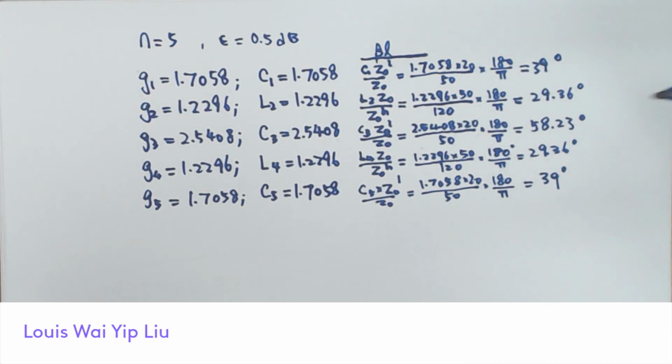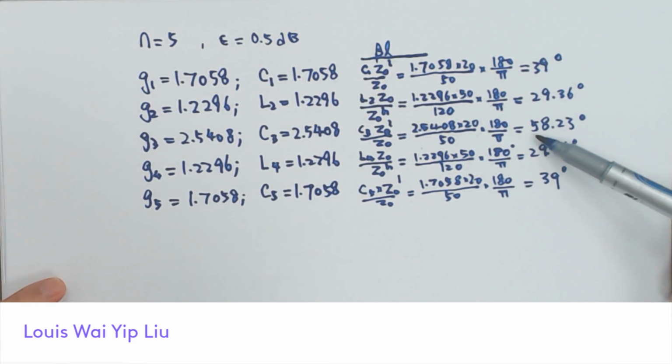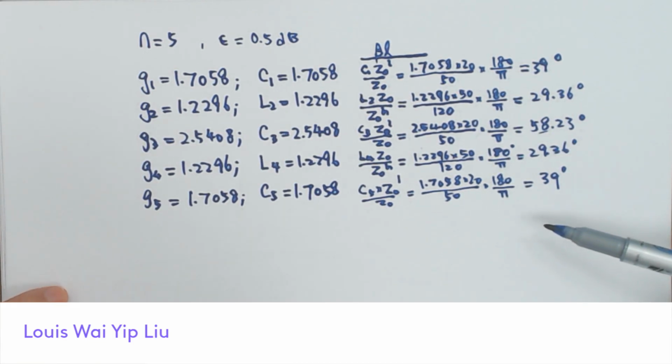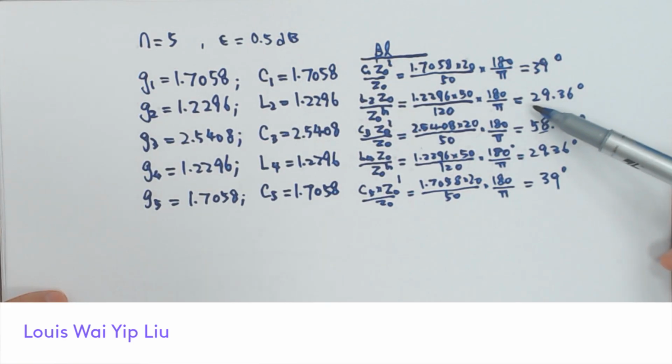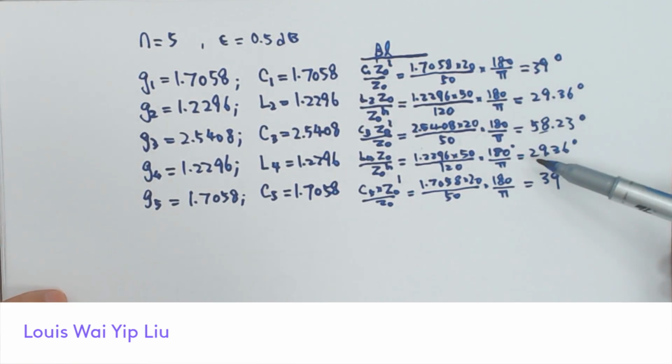You don't need to use these values. You can use other values for the high impedance, say 150 ohm, and for the low Z, you can use 10 ohm. Now, based on the information here, you would agree that the middle section C3 is going to be electrically and physically longest, and the sections for L2 and L4 are shortest.